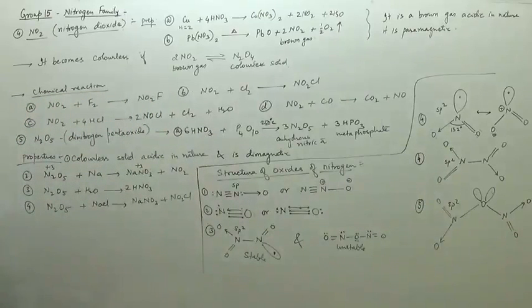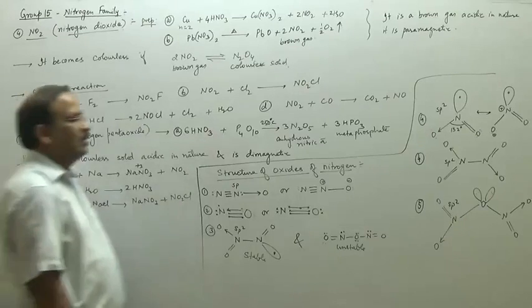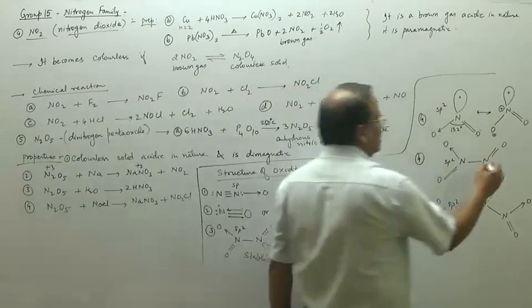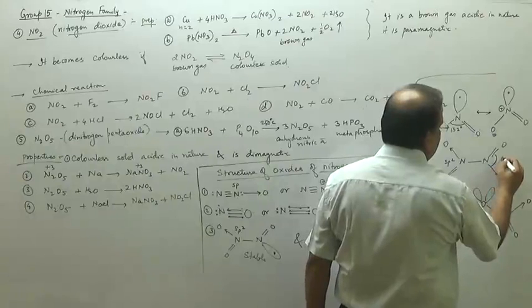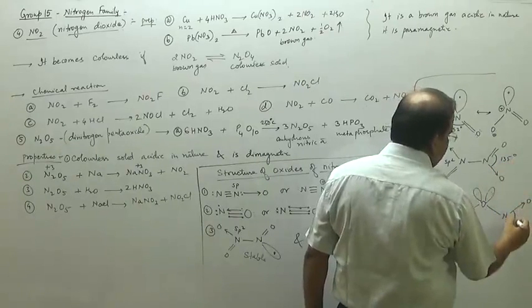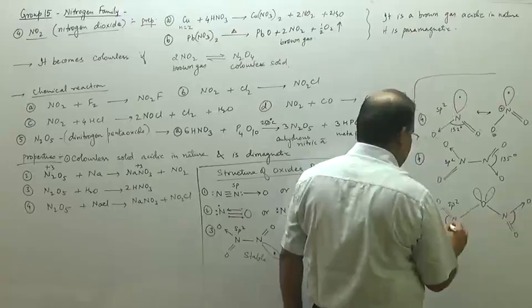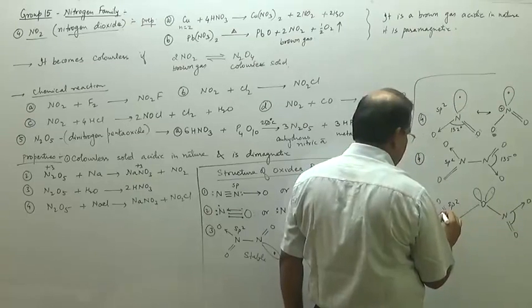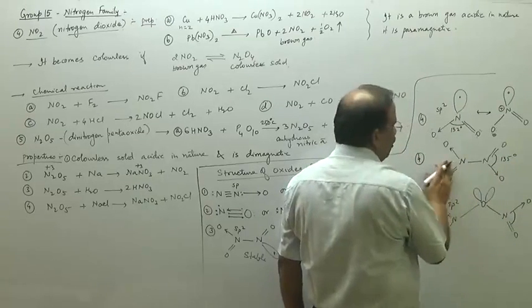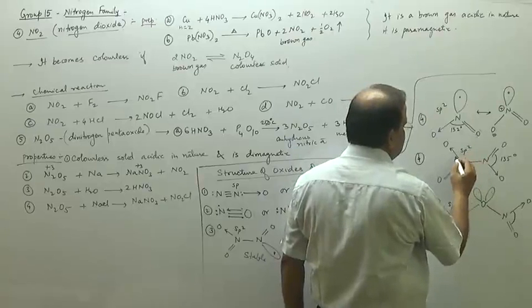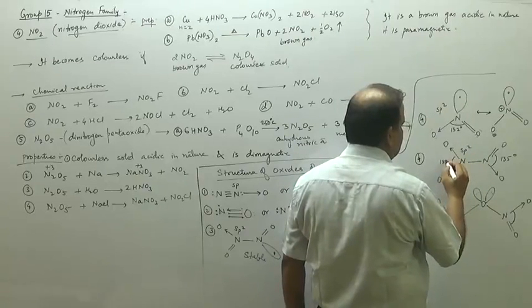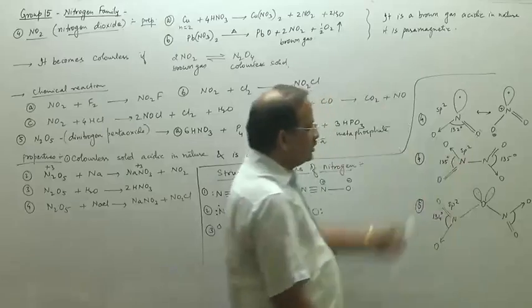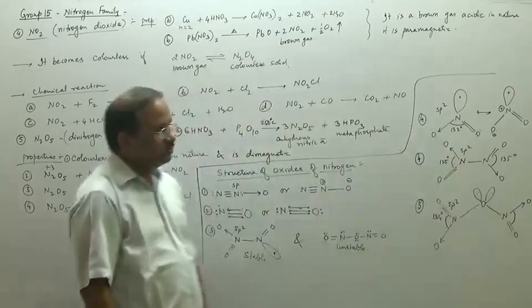So sp2 hybridization means the bond angles are nearly the same. In this case the bond angle is around 135, whereas in this case the bond angle is around 134. So the bond angles are almost the same in these cases. This is around 135. So nearly the same bond angles are present in these.